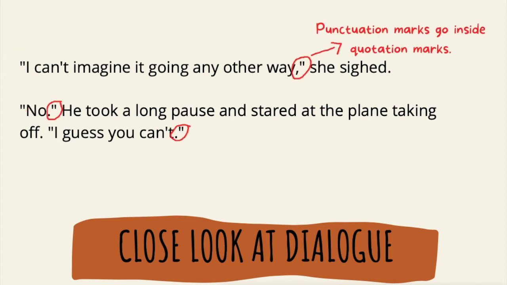While we're on the subject of those quotation marks, let's look a little closer at them and notice that the punctuation goes inside the quotation mark. So I put the comma and then I close the quotation marks. Or down here where it says "no," I put the period and then I close the quotation marks. So you always put your punctuation first and then your quotation mark.